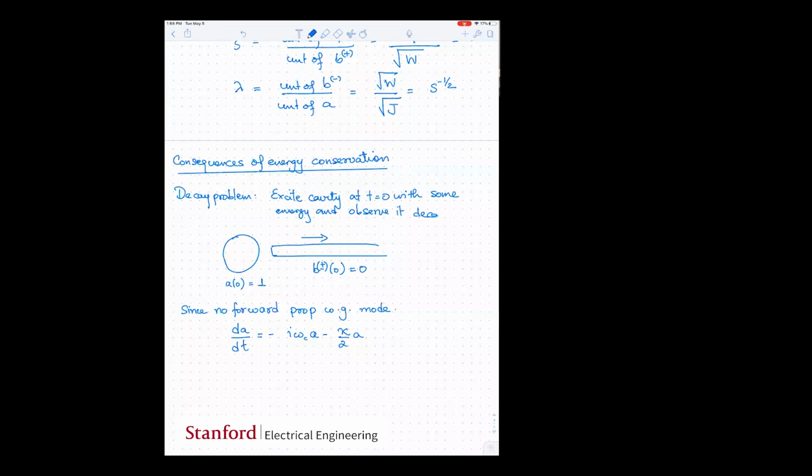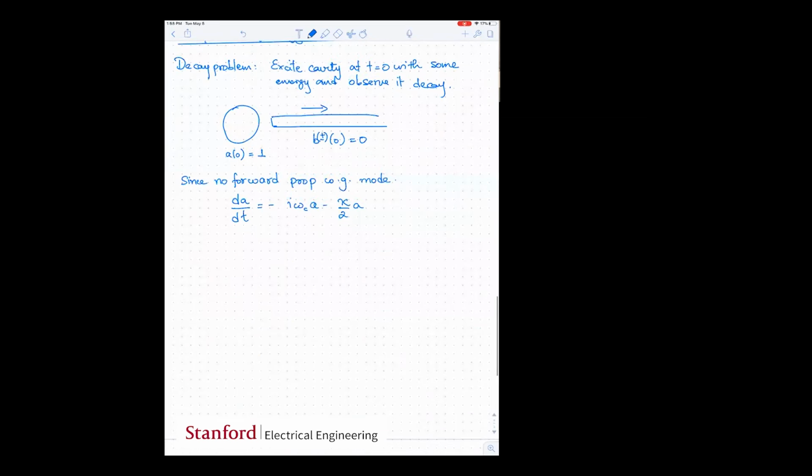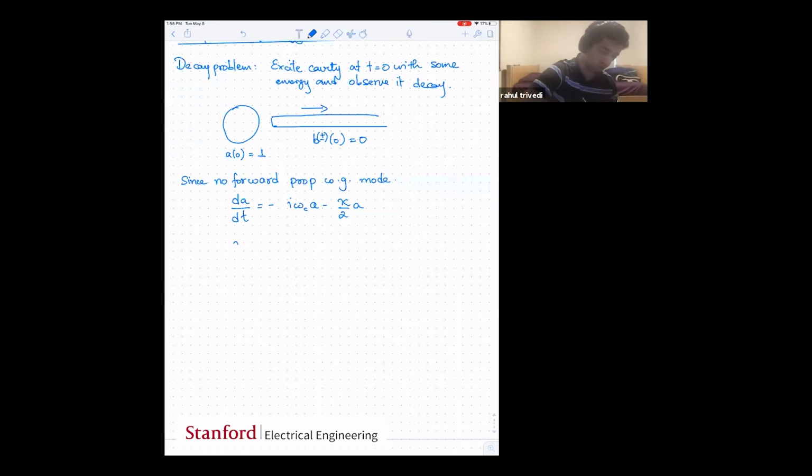Okay. And this equation is very easily solved. So the solution is just going to be a(t) equal to a(0) times exponential of minus i(ω_c + κ/2)t. So you have some oscillations with the cavity frequency and a decay with time because of the losses.